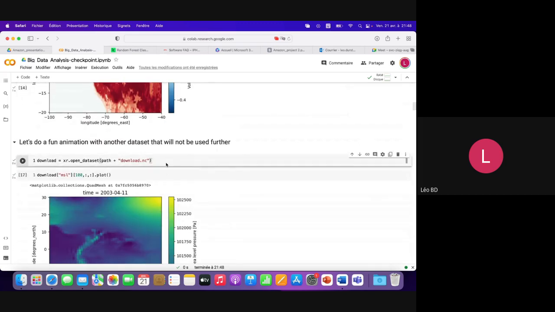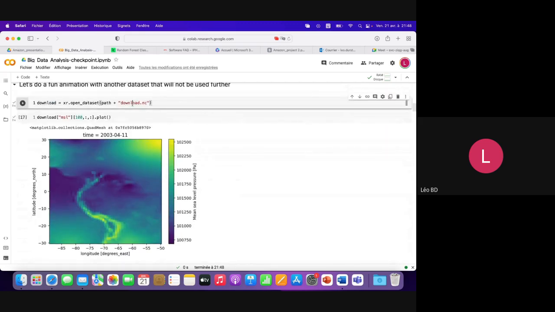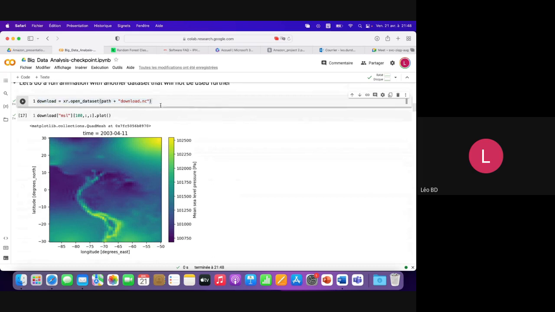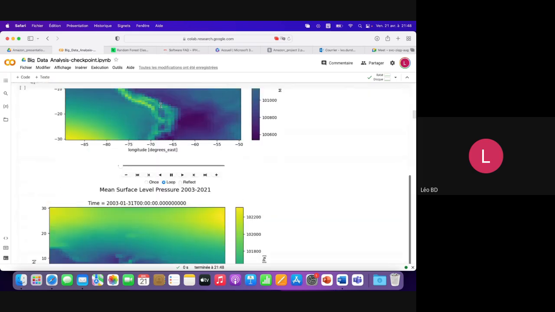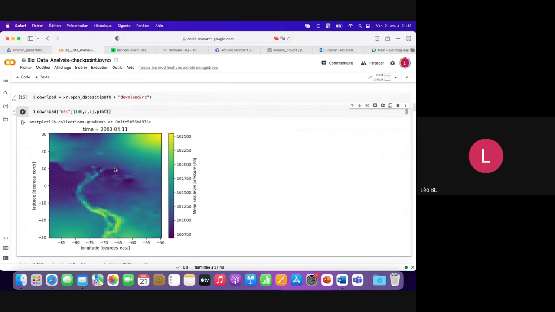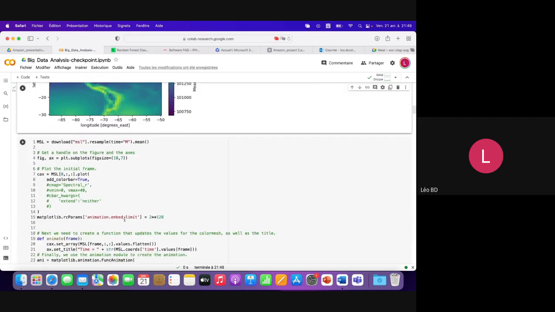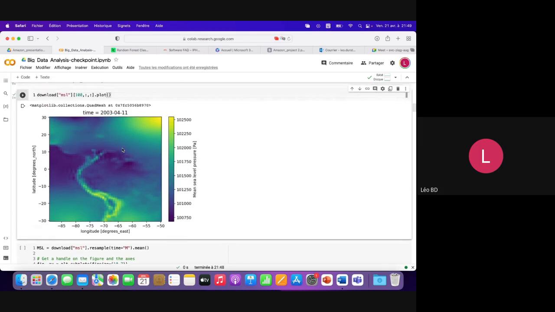We can keep going, and this time I chose a data set called download, but this one is not used in the research, it's more just to show something that is nice. This data set shows the mean sea level pressure, which we will not use in the research, but I thought the graphic was pretty nice because we can see South America here and Colombia over here, and it's interesting.